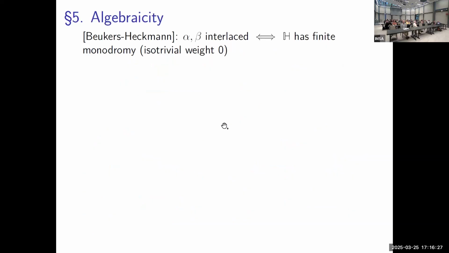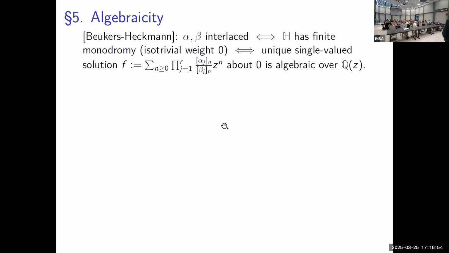Okay. So according to Beukers and Heckman, which was sort of the foundational modern paper on hypergeometrics, alpha and beta are interlaced if and only if the local system, the hypergeometric local system H, has finite monodromy, which is equivalent to saying it's isotrivial of level 0, which you can put in weight 0. And that's equivalent to there being a unique single-valued solution about 0, or rather, the unique single-valued solution about 0 being algebraic over Q and Z.